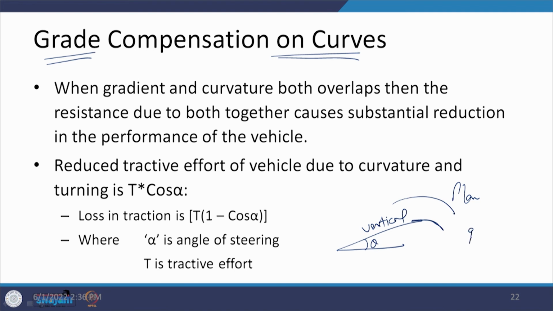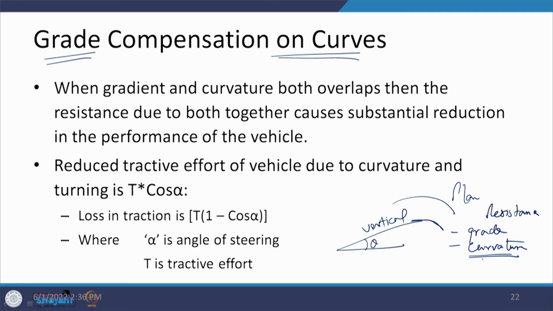One is grade resistance and another one is resistance due to curvature. Now, grade resistance is already there because you cannot omit it. What you can do is reduce the effects that happen because of the curvature, and that reduction of the effects of the curvature is defined as grade compensation, because you are now easing out a grade by some extent, so that this can be offset.